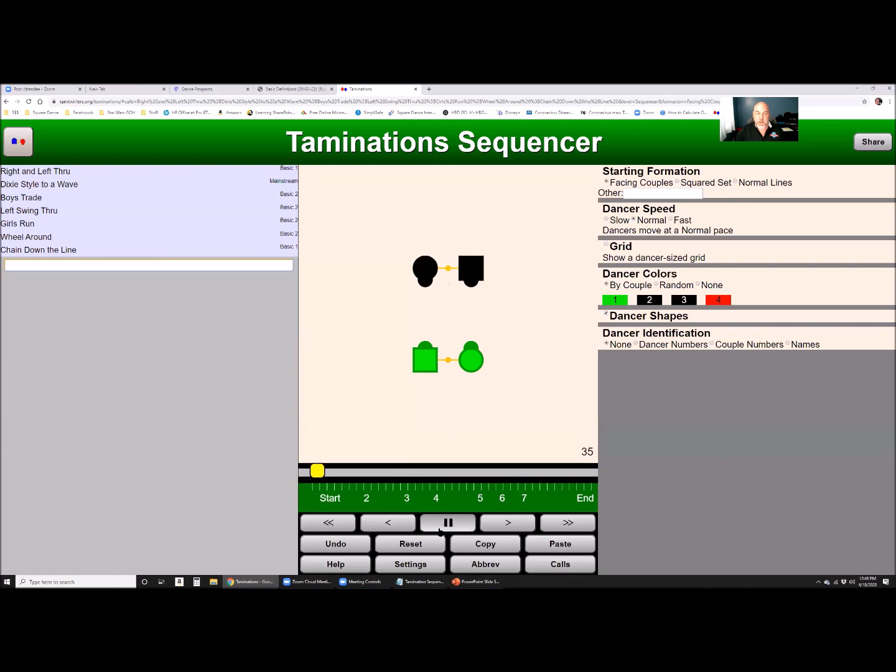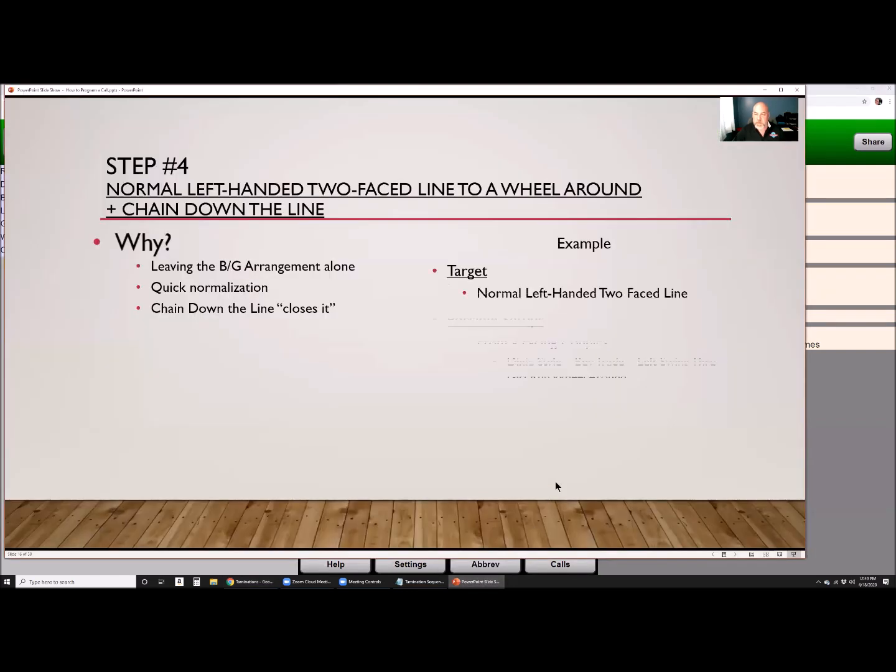So again, the whole thing from here now is going to be a right and left through, a Dixie style to a wave, boys trade, left swing through. Girls going to run around the boys. We're going to wheel around, and that chain down the line is going to take that and put it in and close that module for me. So we're going to keep moving along from here.